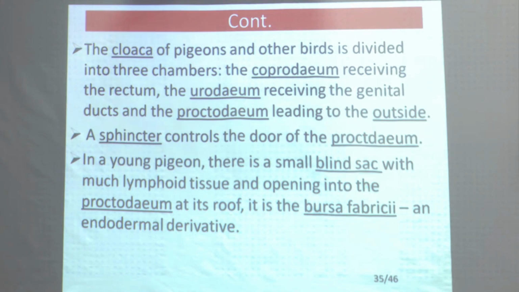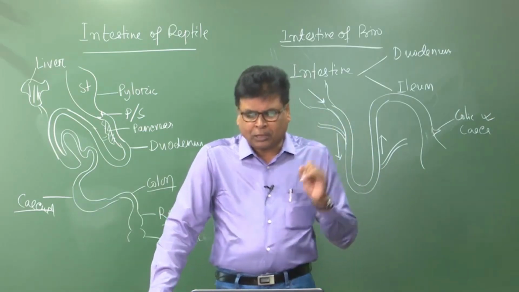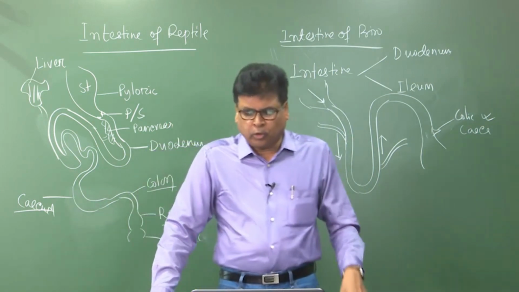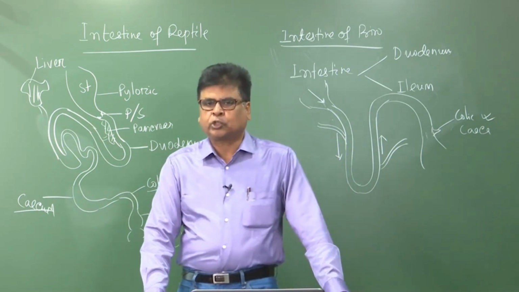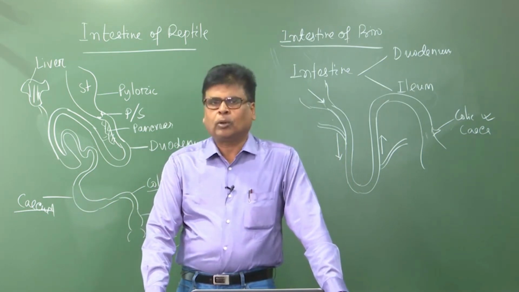Similar to that of the reptile, this bird has the next chamber, that is known as urodeum. What does the urodeum do? The urodeum receives the genital duct, and then the proctodeum leads to the outside. Just like reptile, birds have three sub chambers of the cloaca. The first is the coprodeum receiving the fecal material, the second is the urodeum receiving the genital and urinary duct, and the proctodeum which leads to the outside through the cloacal aperture guarded by the cloacal sphincter.